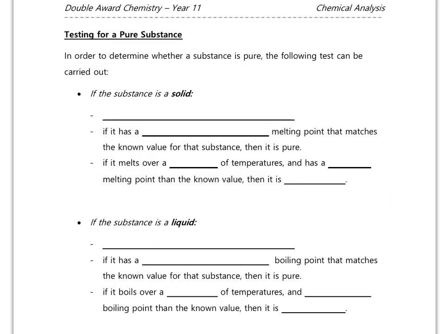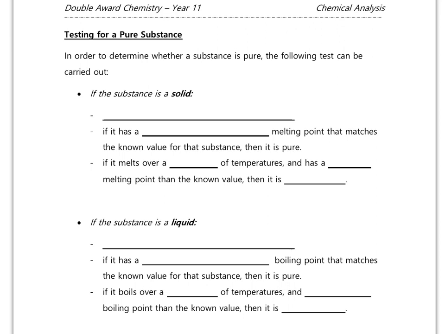So you could be asked in an exam how to test a substance to see whether it is pure, and this has been a question a couple of times since the specification changed a couple of years ago, so it is quite a common question to be asked, so make sure that you're familiar with this. The first thing you need to do is look into the question to see whether your substance is a solid or a liquid, because that determines what you do.